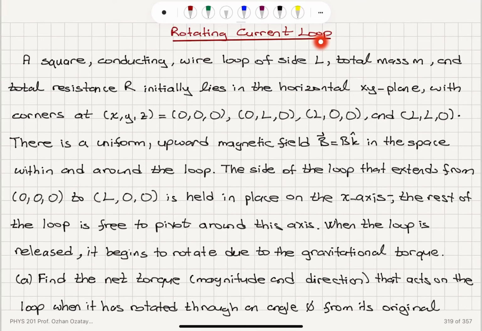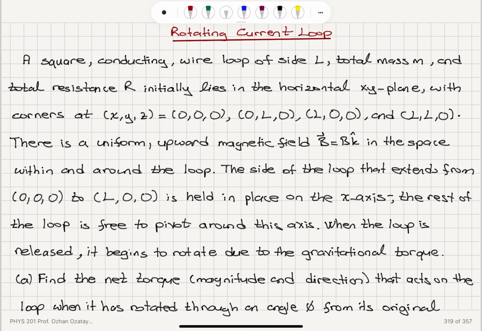Rotating current loop. A square conducting wire loop of side L, total mass M, and total resistance R initially lies in the horizontal xy plane with corners at (0, 0, 0), (0, L, 0), (L, 0, 0), and (L, L, 0). There is a uniform upward magnetic field in the k-hat direction in the space within and around the loop.